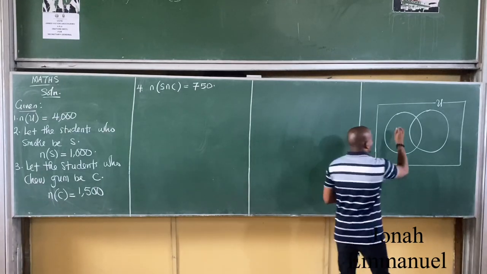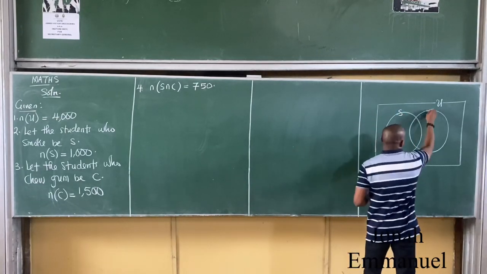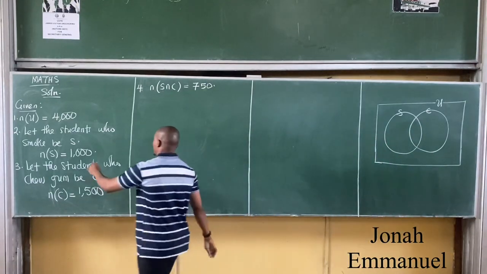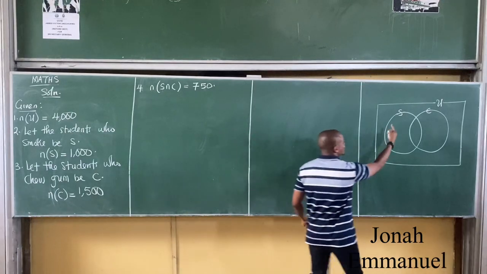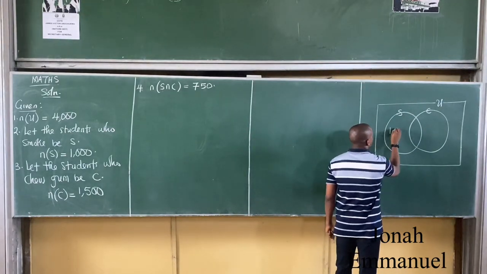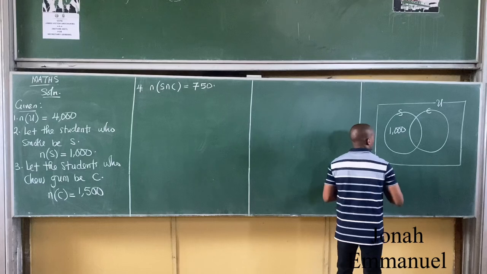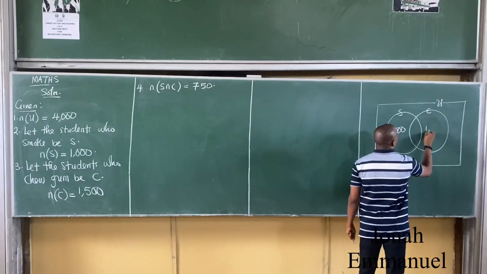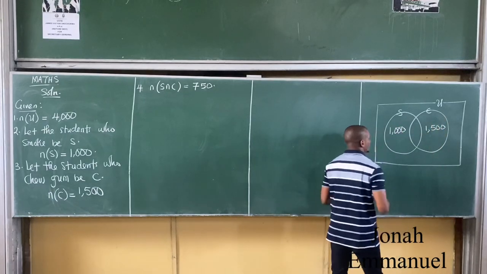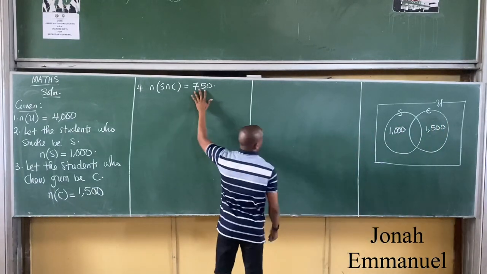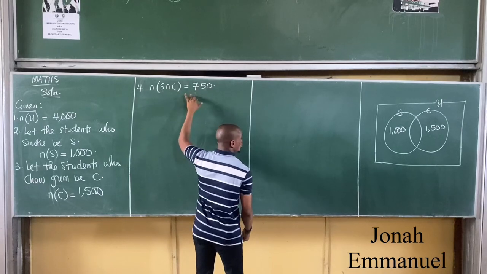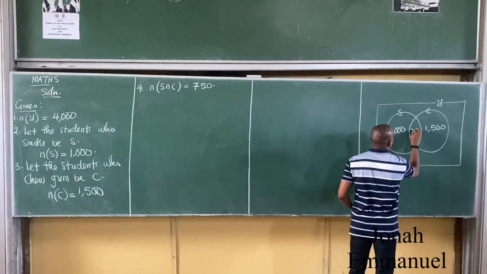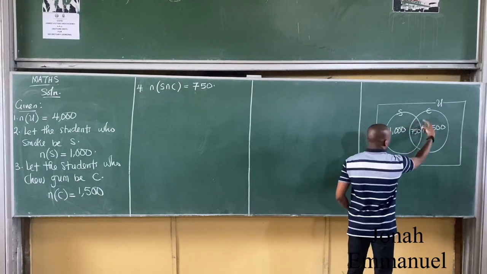You see there are two types of persons there. Smokers S, that's this part here. Gum chewers C, that's this part here. Next up, impute your values there. We said for smokers you have 1,000. So under the smokers circle, this part, I'm putting in 1,000. We said for gum chewers, they are 1,500. So under gum chewers, this part here, I'll put 1,500. Now we said you have 750 persons who both smoke and chew gum, their intersection. So that becomes this part here, 750 persons who both smoke and chew gum.